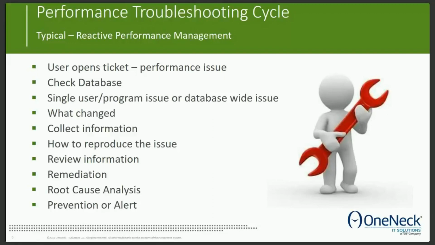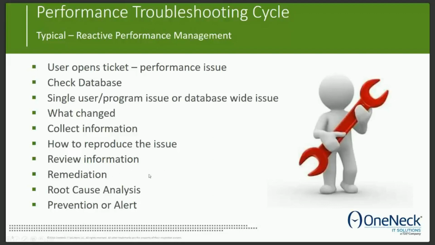Then whatever information we collected so far, we need to review that. Then we need to find the remedy for the solution. Then we have to also go through the root cause, how the issue was caused, and how to prevent that issue. Or if you cannot prevent it, how do we at least know about the issue before the user opens the ticket, so that we can take some proactive actions.